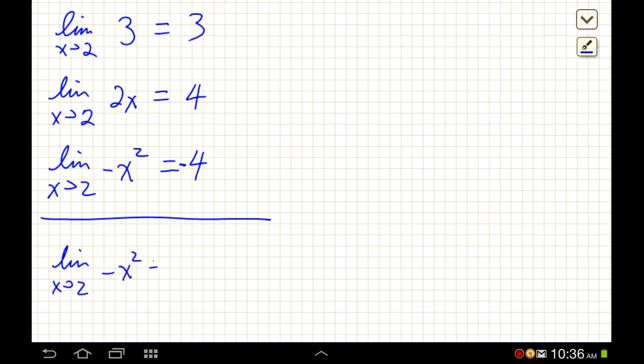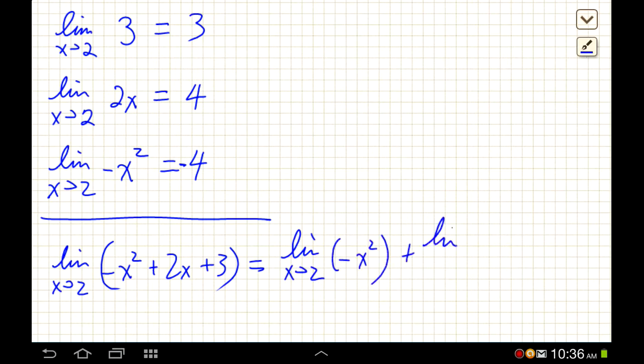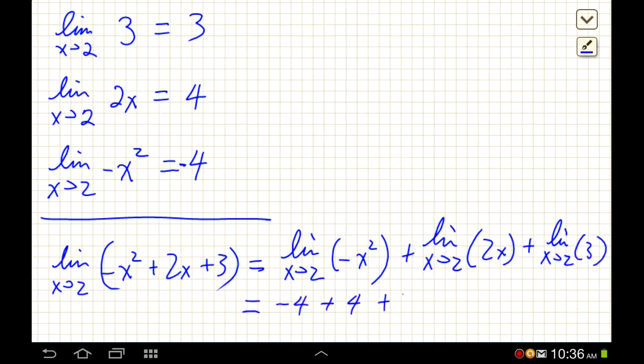negative x squared plus 2x plus 3 just means we have the limit as x approaches 2 for the first quadratic term, plus the limit as x approaches 2 for the linear term, plus the limit as x approaches 2 for the constant term, which gives us negative 4 plus 4 plus 3, and this evaluates to 3. So this is a very basic way of evaluating limits, and of course you can see it's not a precise way nor a rigorous way just yet.